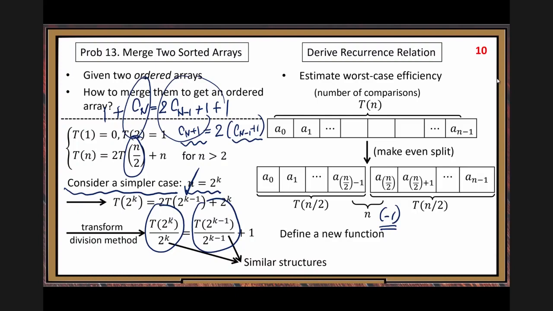Define a new function. To get a better view, because we want to see things clearly, we introduce a new function g of k that equals this fractional expression, T of 2 to the k over 2 to the k. A new function that can simplify our old expression.